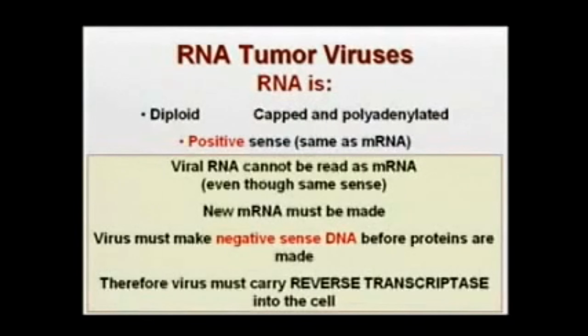It has to bring molecules of reverse transcriptase into the cell with it so that it can copy that RNA into DNA. The DNA can be copied to RNA, and then the RNA can be translated into more reverse transcriptase and more other proteins. So each particle of a retrovirus will contain up to about 10 reverse transcriptase protein molecules, to get the thing going once it infects a cell.